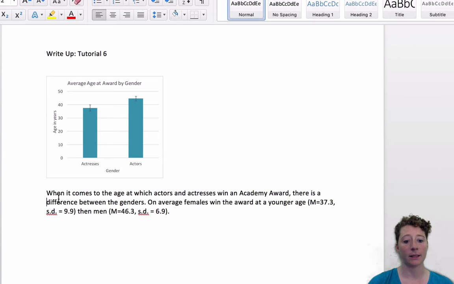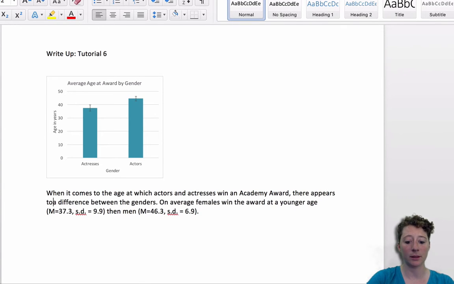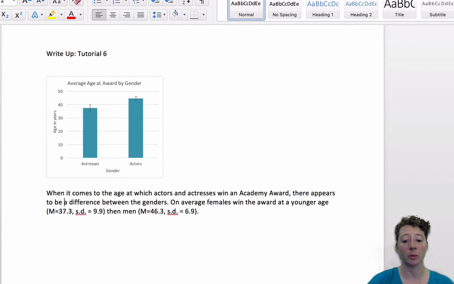So what I could say is when it comes to the age at which actors and actresses win an Academy Award, there appears to be a difference between the genders. And again, I still want to report, on average, they win it at a younger age than men, and include this mean and standard deviation for both samples.